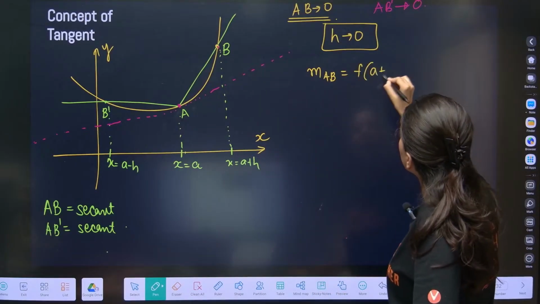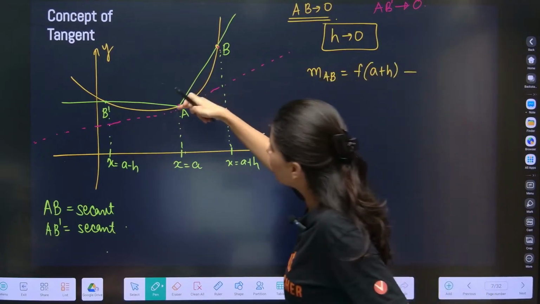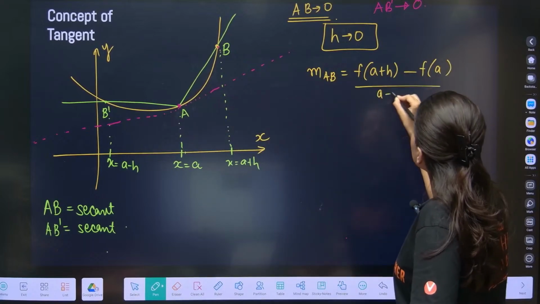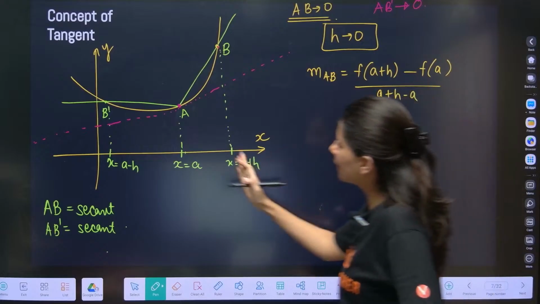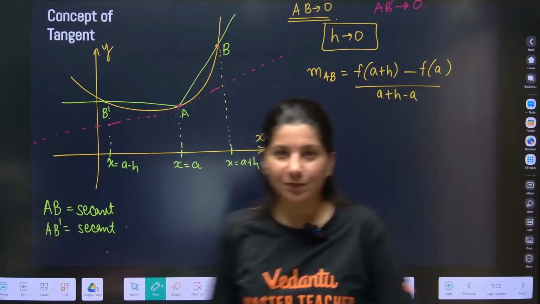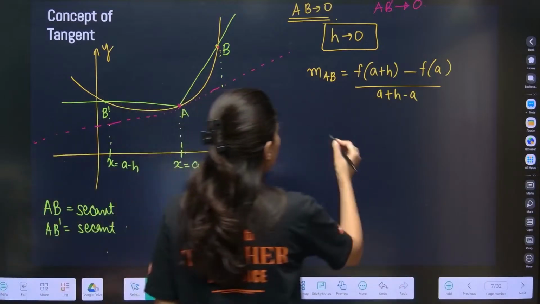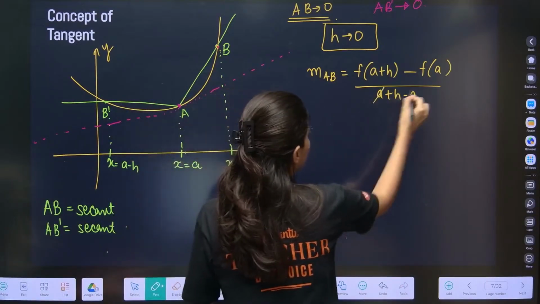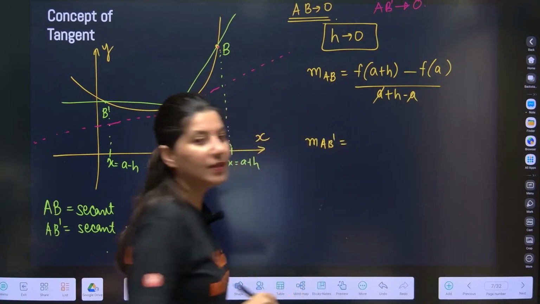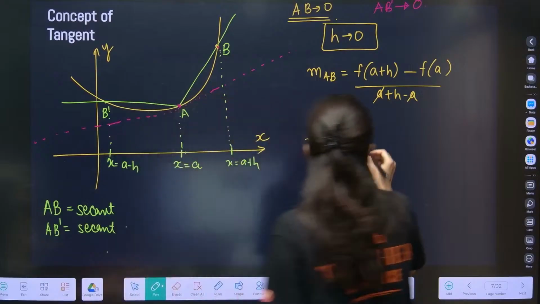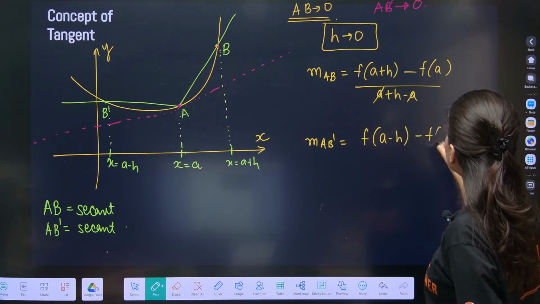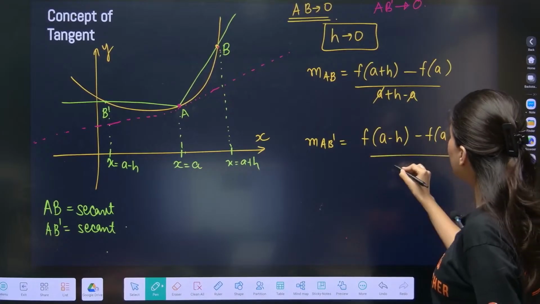Minus y1, f of a, upon a plus h minus a, that is x2 minus x1. The a cancels, okay? So basically this is your m AB dash. So this is what? Tell me. f of a minus h minus f of a, whole upon minus h.